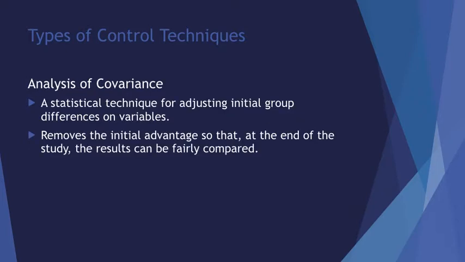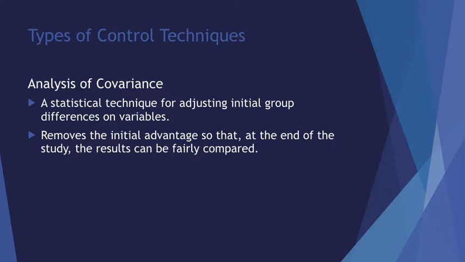The final type of control technique that is used in causal comparative that we like to talk about is this analysis of covariance. Analysis of covariance is a statistical technique for adjusting initial group differences on variables. What it does is it removes the initial advantage so that at the end of the study, the results can be fairly compared. So for an example, let's just say that you want to give a group or two groups a test that looks at their reading ability prior to introducing a new teaching method.